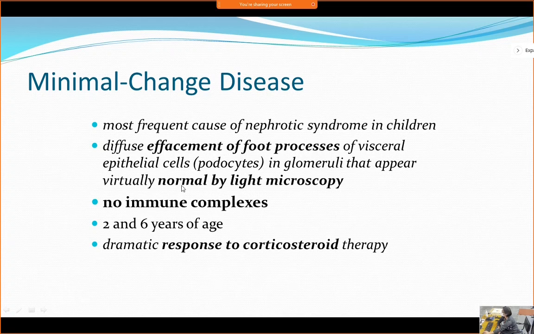Okay. So this is one of the diseases which is extremely important to do electron microscopy, because on light microscopy also we will not see anything wrong, and on immunofluorescence also we will not see any immune deposits. The only thing which will be seen is on electron microscopy we look for effacement of foot processes of the podocytes or the visceral epithelial cells.